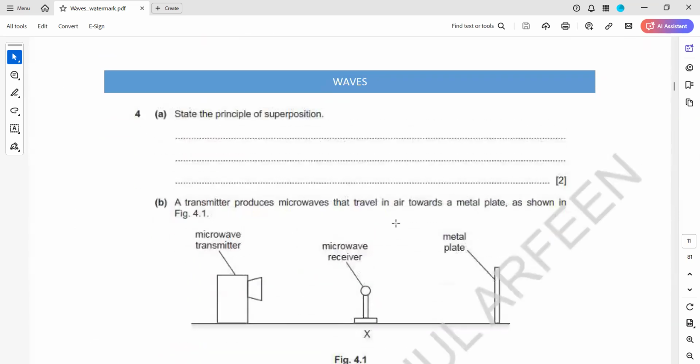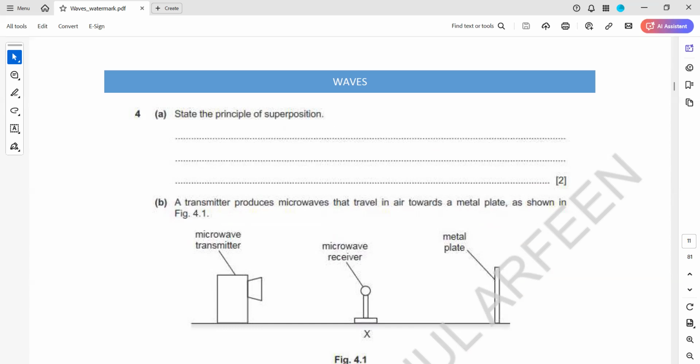Next, we have: state the principle of superposition. What is the superposition principle? Whenever there is a principle, a statement or a definition, try to learn the standard definitions and standard statements. Don't try to write any definition or law in your own words. So when two or more waves meet at a certain point, the resultant displacement will be equal to the sum of the individual displacements. So the principle of superposition states that when two or more waves meet at a certain point, the resultant displacement of a wave is equal to the sum of the individual displacements.